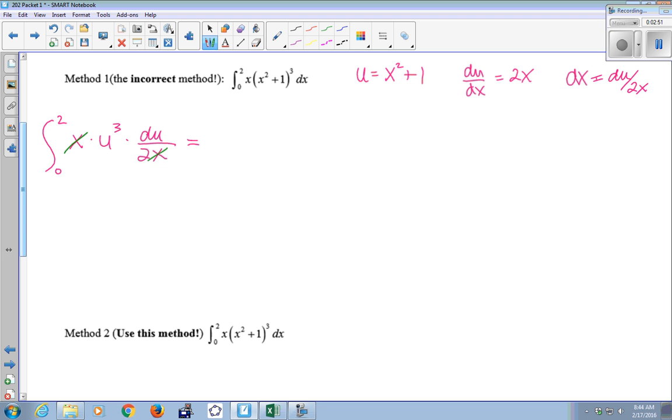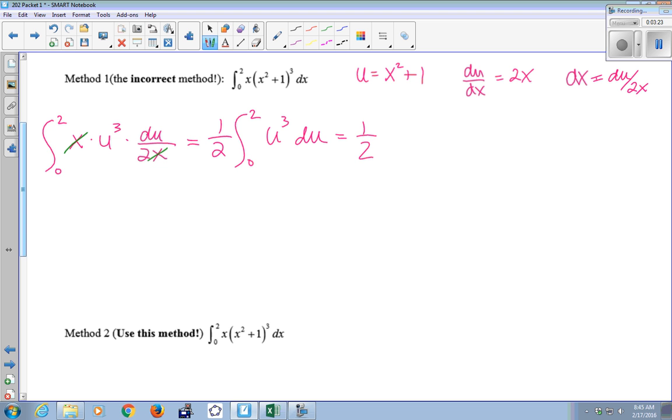That 2 that showed up, that I have introduced a constant of 2, it's in the denominator of a fraction, right? So when I pull it out of the integral, it becomes 1/2. That has to stay in the denominator. So that's a really common mistake, is that when people pull that out, they write it as a 2. It's a 1/2 because it's in the denominator. And then this becomes the integral from 0 to 2 of u cubed du.